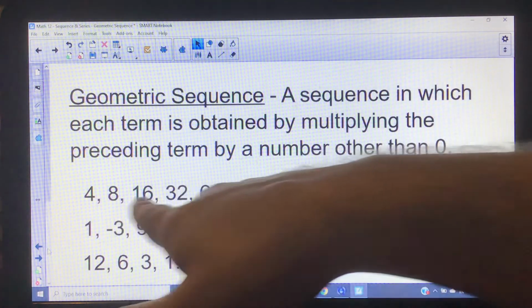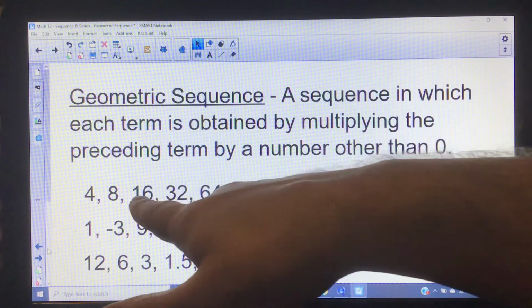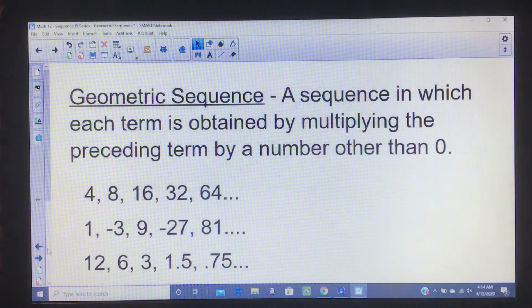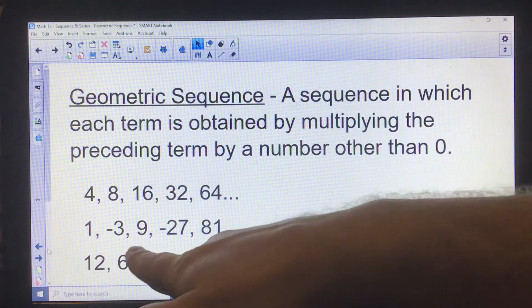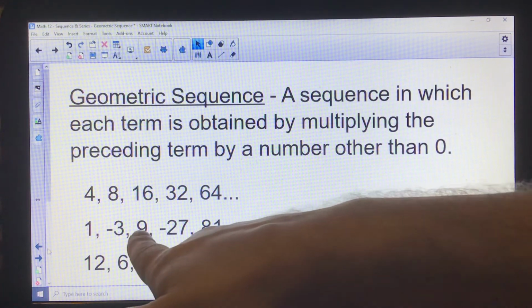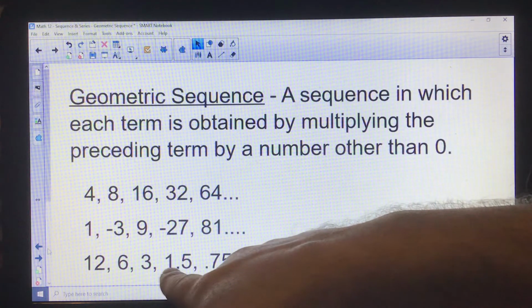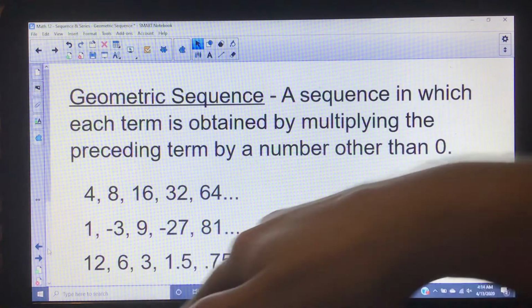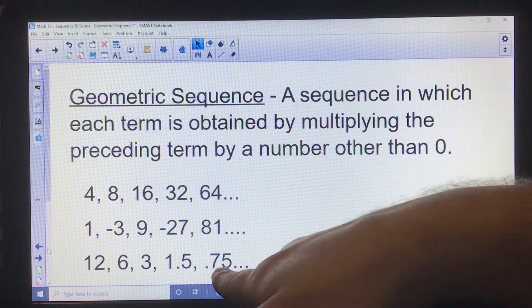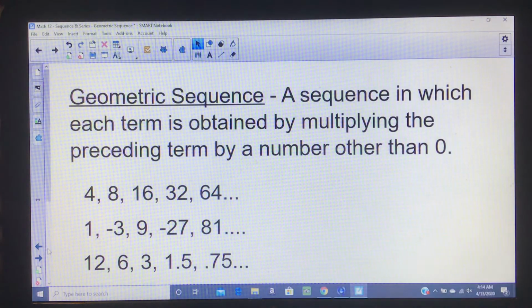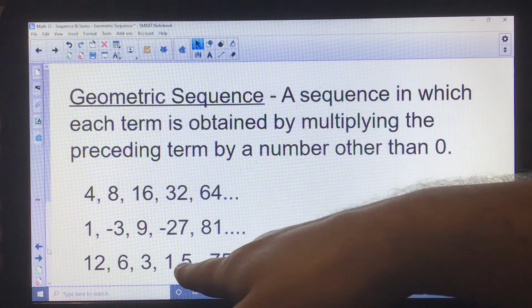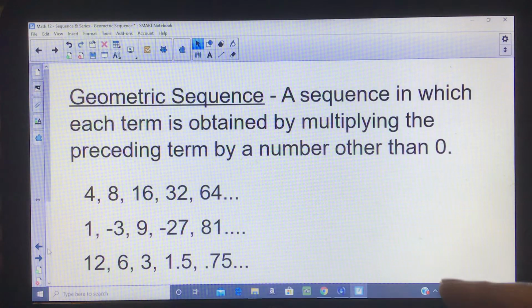So notice that so long as I pick two that are next to each other and divide one by the other, the later one divided by the sooner one, I'll be able to get the common ratio. And that works anywhere. If I took negative 27 divided by 9, I'd get negative 3, which is the common ratio. Or if I took 3 divided by 6, that's a half. 0.75 divided by 1.5, that's a little weird to do in your head, but that also comes out as 0.5. So long as you take some term and divide by the one before, you can get the common ratio.